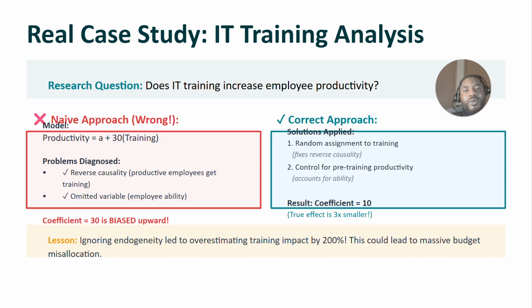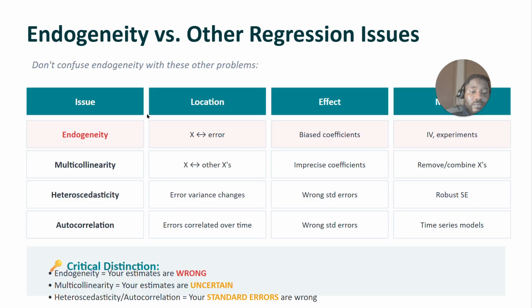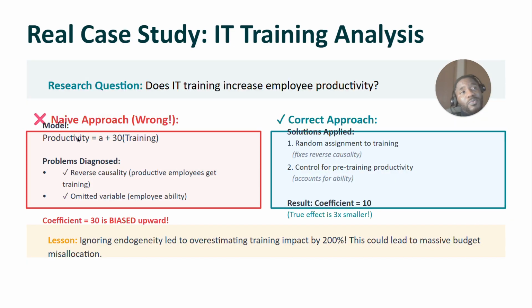And this is a simple regression technique. You have typically one independent variable and one dependent variable: the independent variable, IT training, and employee productivity, the dependent variable. Now look at the naive approach. That's the wrong approach. You run a simple regression equation. Sorry, this is a simple regression equation where you have y.